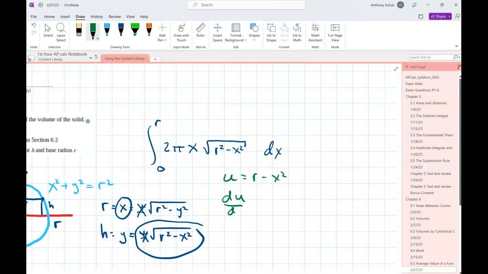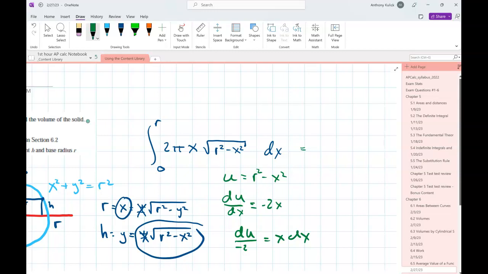So du dx is negative 2x. So du is going to be, yeah. Is it r squared? Yeah. Oh, yeah, but I mean, oh, it's a constant. It's a constant. But yes, 100% should be r squared, yeah. So du over negative 2 is going to equal x dx. Everybody's okay with that?